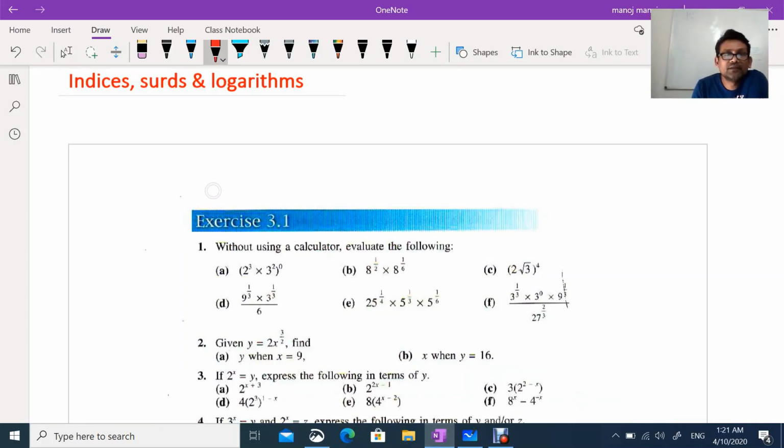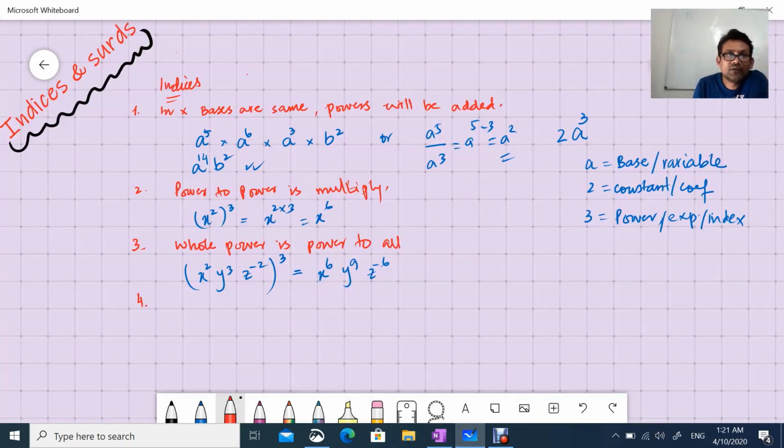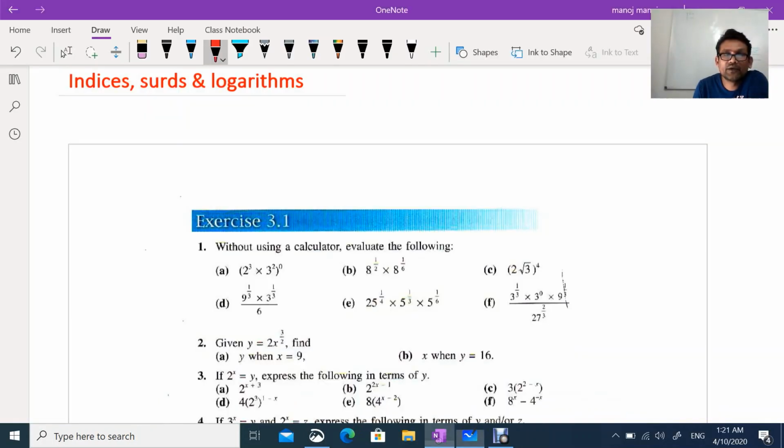Then we can see the questions from the book. This is the ADMAS Singapore edition publication, exercise 3.1. Without using a calculator, evaluate the following. I would also like to write this: whenever you have x power 0, it is always equal to 1. 1000, 10,000, or whatever, the power 0 is always equal to 1. Just remember, don't forget it. In the first part, the whole power is 0, so we don't need to simplify, just give the answer 1.